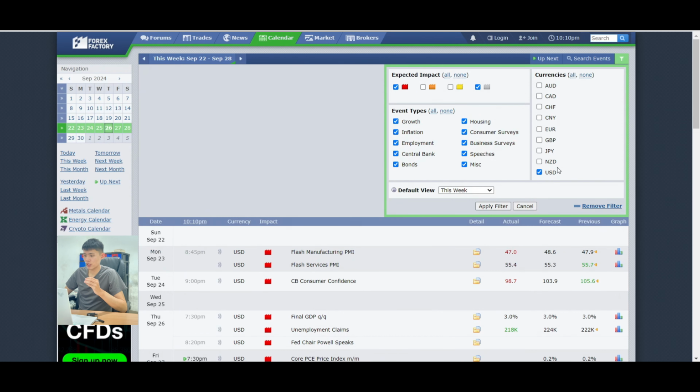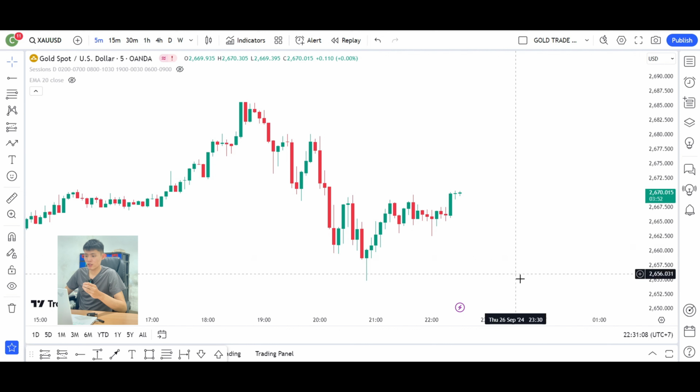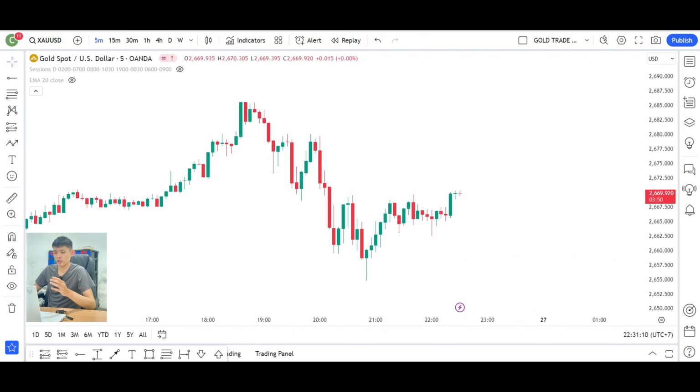On my currencies, I choose USD only because I only trade gold and USD impacts gold directly, guys. So I just use USD for it. As for expected impact here, I used red folders and then white folders. Yellow folders and orange folders, it's not that useful for me, so I do not use them there, and apply filter here. Okay.